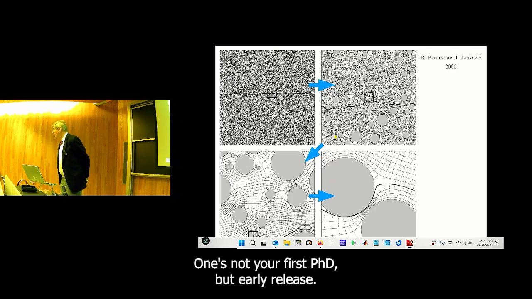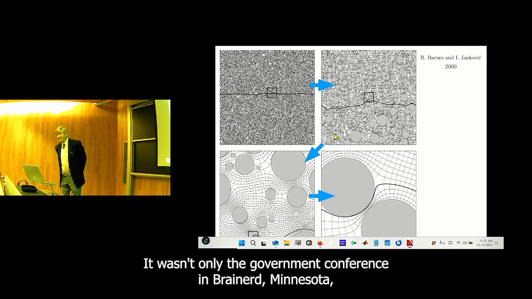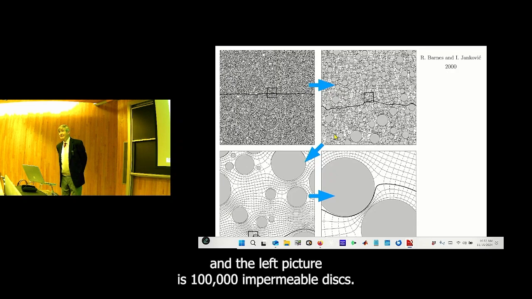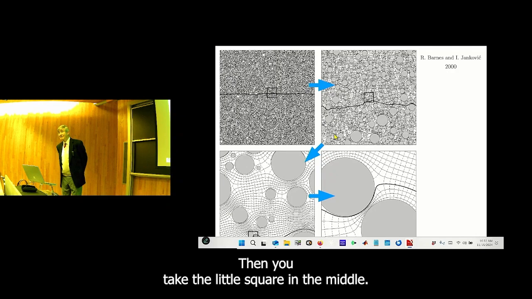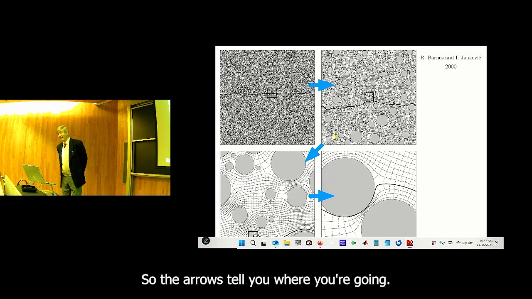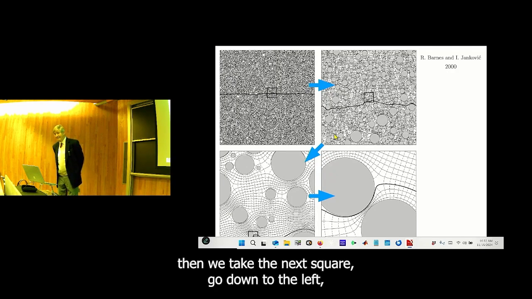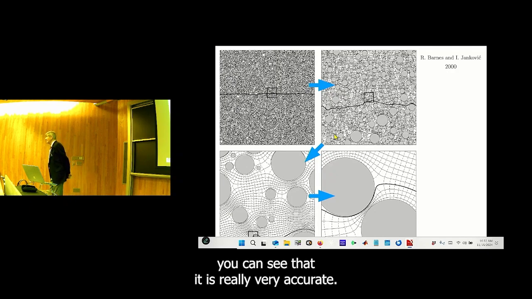Now then in 2000, so it was quite a bit later, this is work by Igor Yankovic, not your first PhD, but early-ish. And he made these 4 pictures. In 2000, there was an analytic element conference in Brainerd, Minnesota, and the left picture is 100,000 impermeable disks. Then you take the little square in the middle, you blow that up to the next one, so the arrows tell you where we're going, and you see now beginning to get shape. Then we take the next square, go down to the left, and it begins to look like flow in between disks. And then on the final one on the right, you can see that it is really very accurate.